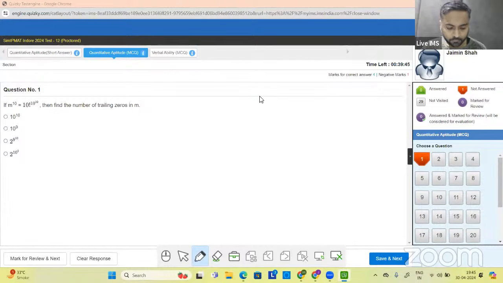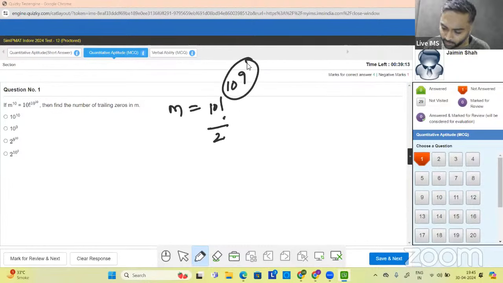नंबर ऑफ ट्रेलिंग जीरो फाइंड करना है, तो बेसिकली m raised to 10 is 10 factorial. So basically m क्या हो जाएगा? I'll say 1 by 10 on both the sides. If I do 1 by 10 on both the sides, it will be 10 raised to 9 हो जाएगा, right? So 10 factorial raised to 10 raised to 9. So number of zeros will be, इसमें दो zeros हैं and 2 raised to 9 भी है. So it will be 2 raised to 10 raised to 9. ठीक है.